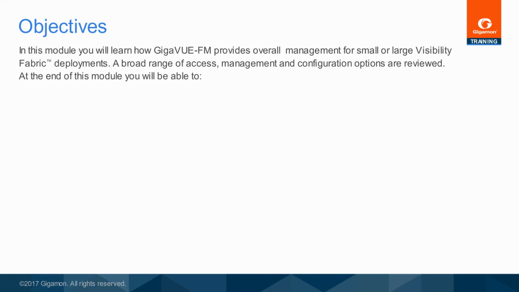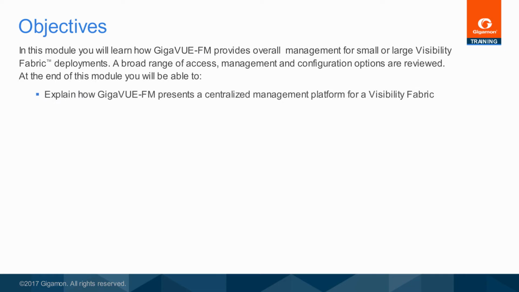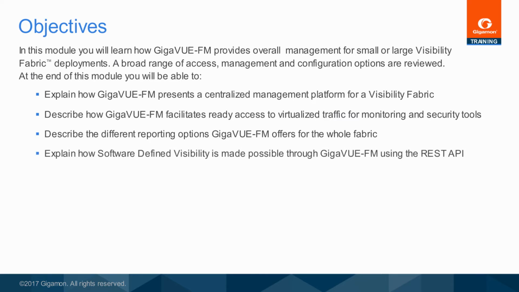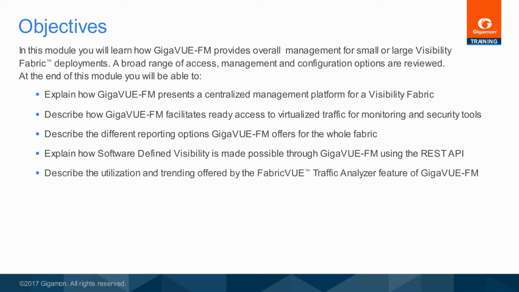At the end of this module, you will be able to explain how GigaVUE-FM presents a centralized management platform for a visibility fabric, describe how GigaVUE-FM facilitates ready access to virtualized traffic for monitoring and security tools, describe the different reporting options GigaVUE-FM offers for the whole fabric, explain how software-defined visibility is made possible through GigaVUE-FM using the REST API, and describe the utilization and trending offered by the FabricVUE Traffic Analyzer feature of GigaVUE-FM.